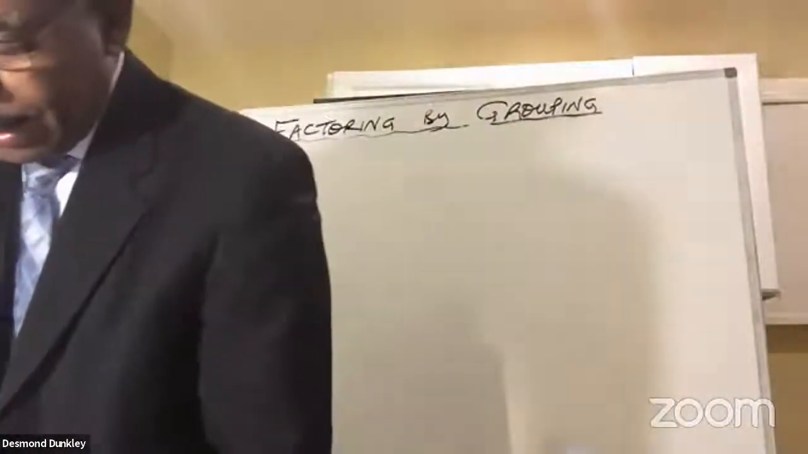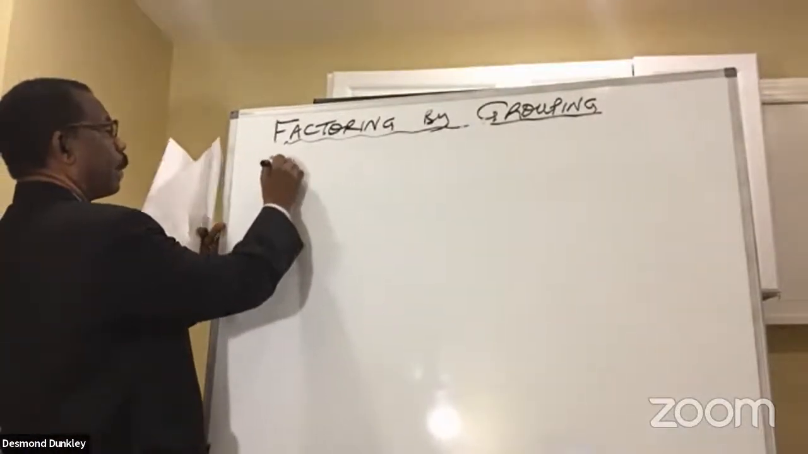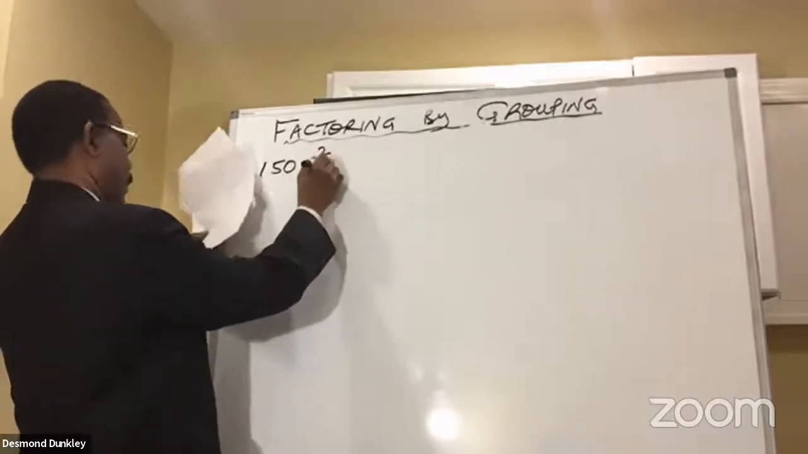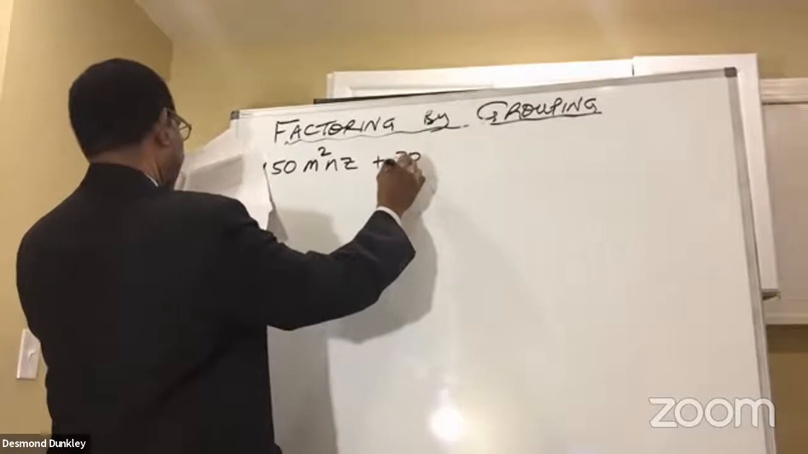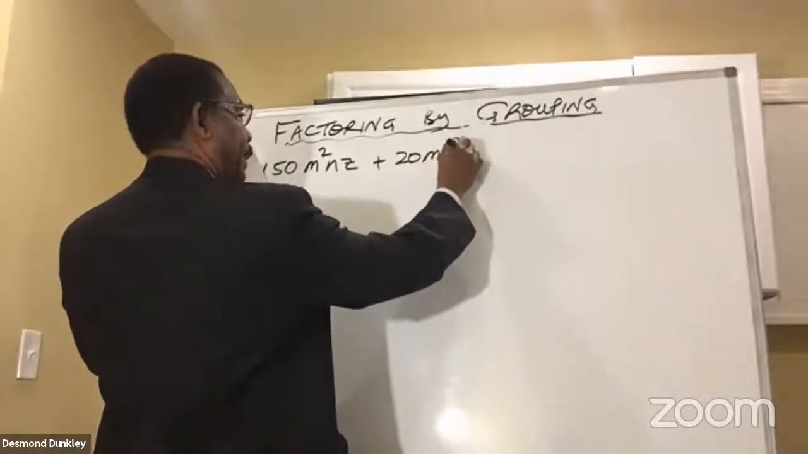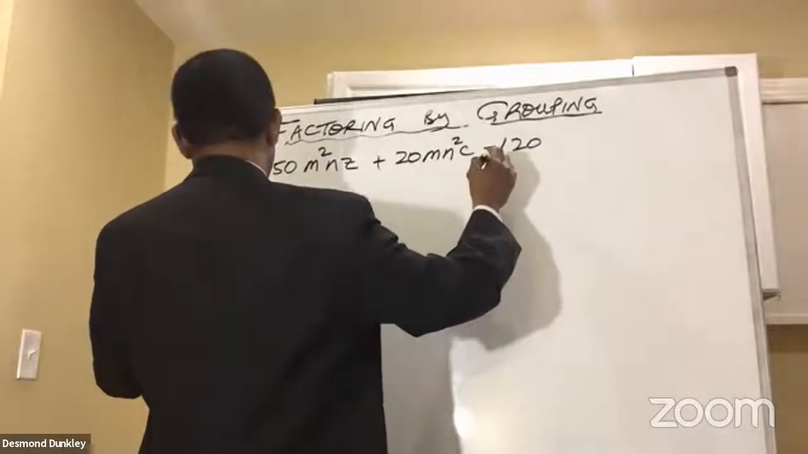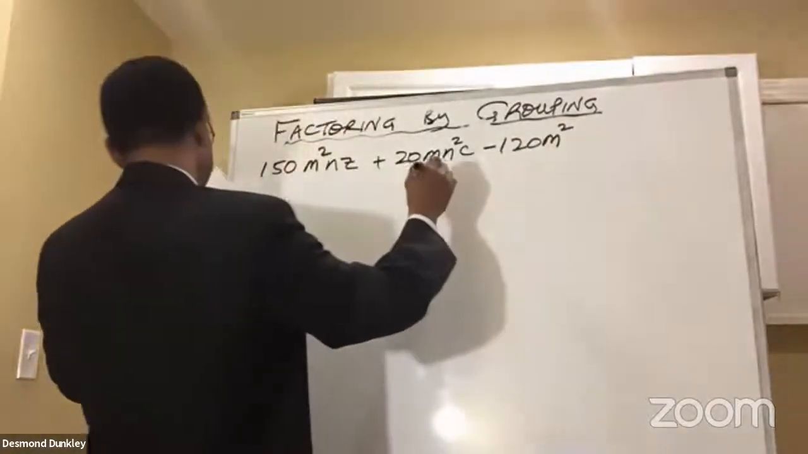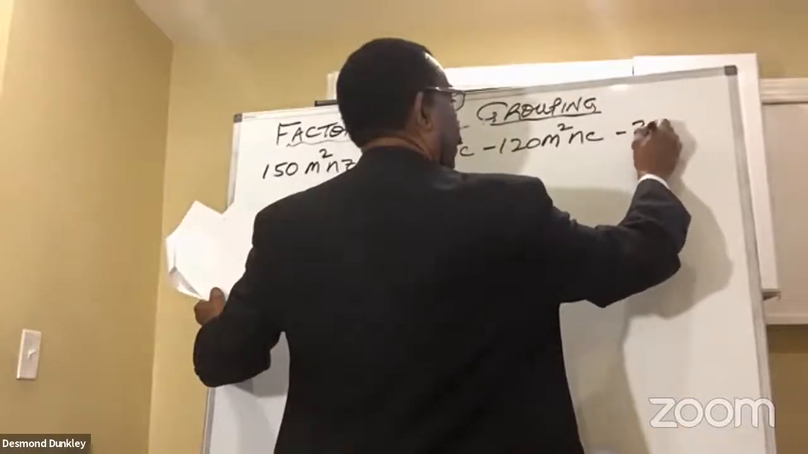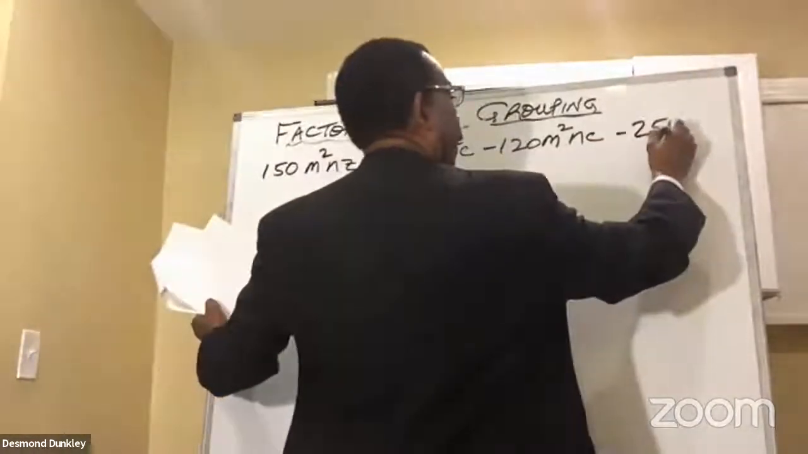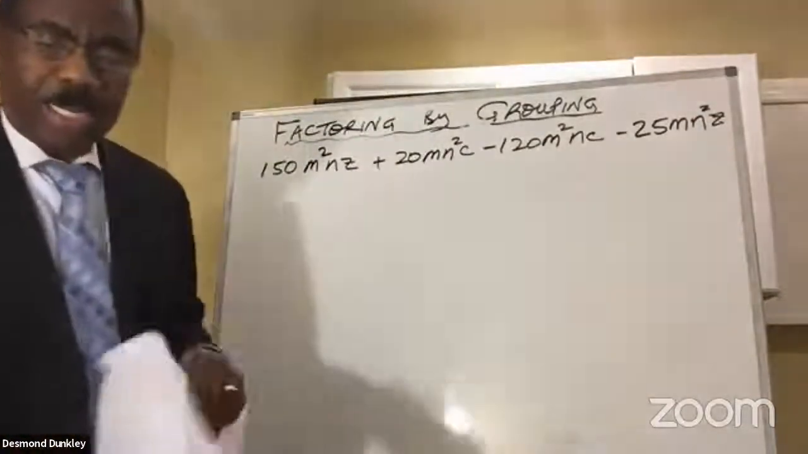Trying to make sure that the board doesn't run away. Okay, here's one that is even longer. 150 m squared nz plus 20 m n squared c minus 120 m squared n c, and finally minus 25 m n squared c. That's ugly.